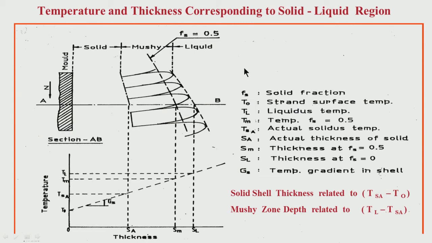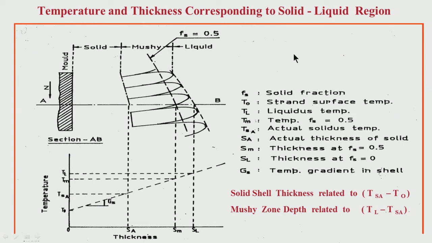That is why segregation plays such an important role. What is segregation doing? The more the segregation, the more depressed is the solidus temperature. So, the role of segregation is to depress the solidus temperature.